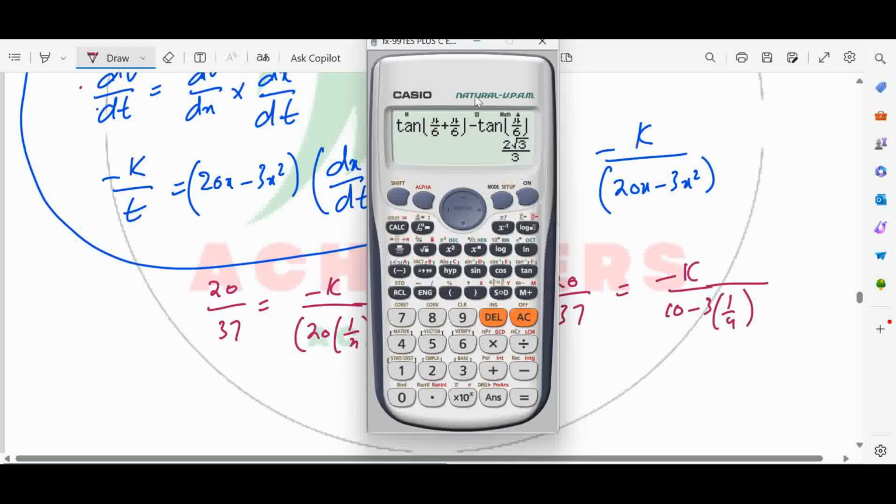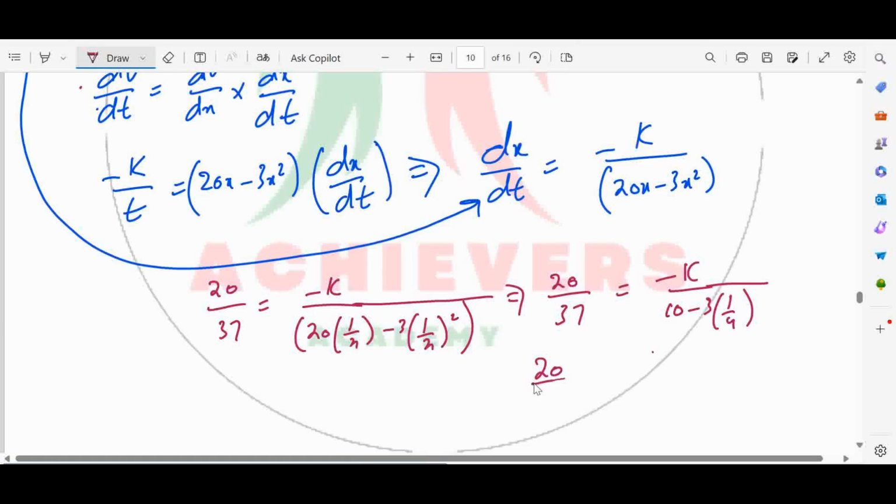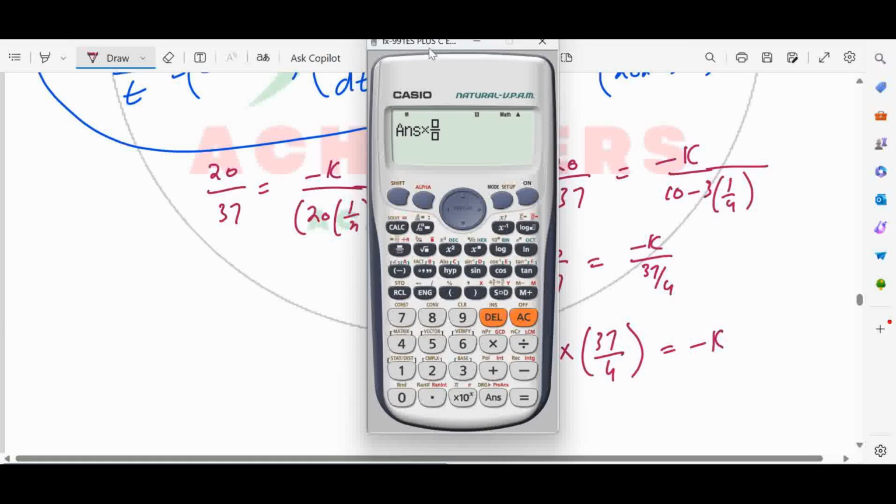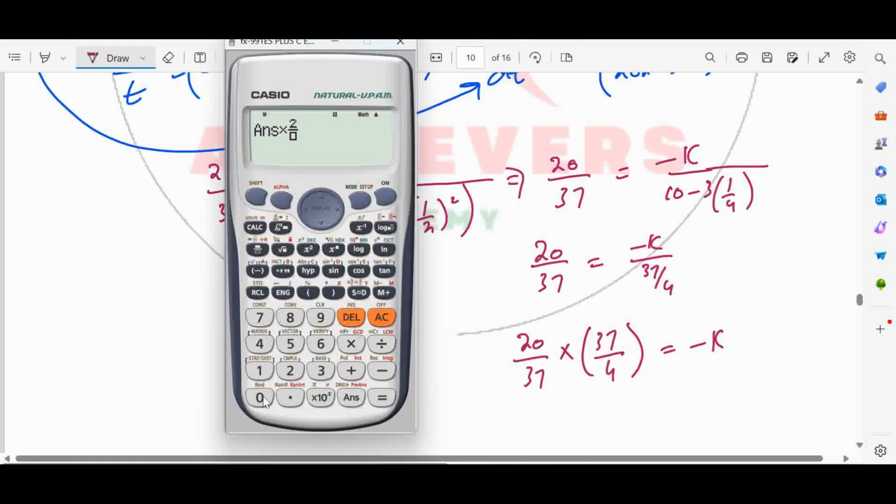Now we can just simplify it. 10 minus 3 into 1 by 4, the answer will be 37 by 4. So 20 by 37 is equal to minus k by 37 by 4. Here it is in the division mode, so we need to multiply to the other side. This will be 20 by 37 multiplied by 37 by 4 is equal to negative k. So if we multiply this, k will be equal to 5.